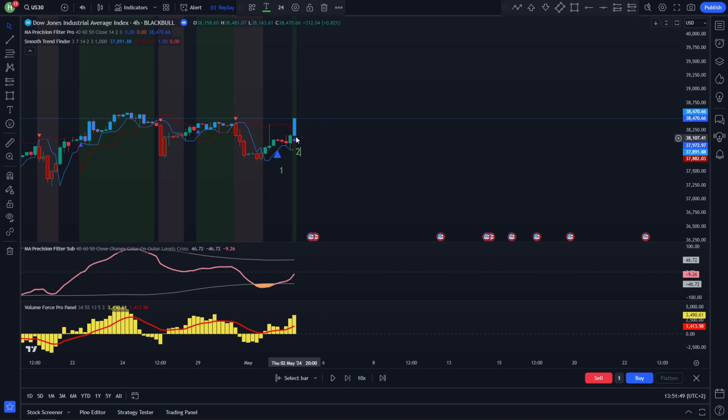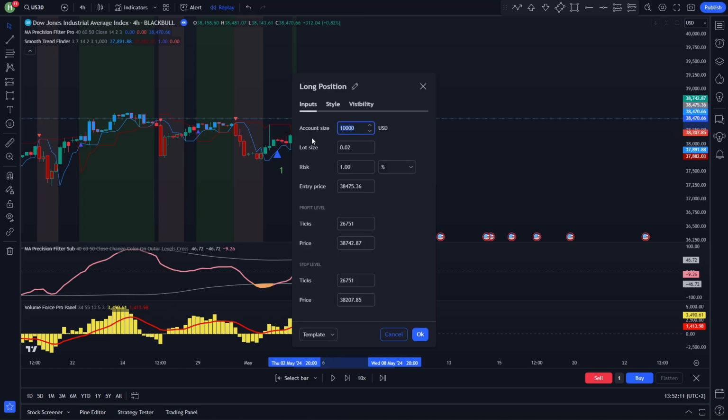Now, once we receive the buy alert from the Smooth Trend Finder, we need to use our volume analysis to confirm that the trend will play out. From the Volume Force Pro, we see a histogram above zero and also above the average line. All of this means I will enter my buy trade at the close of the candle.